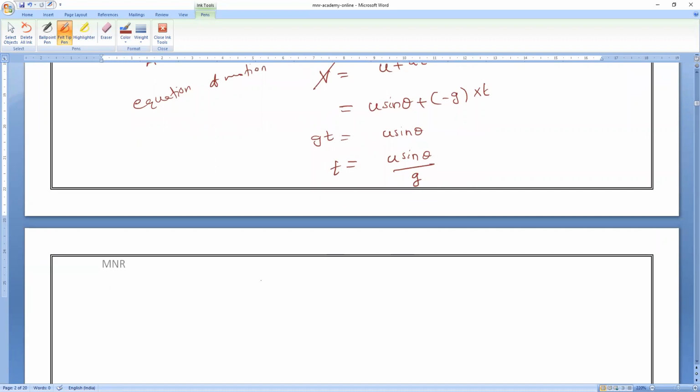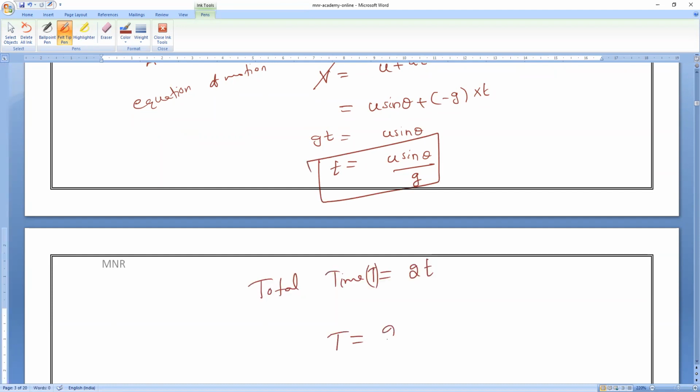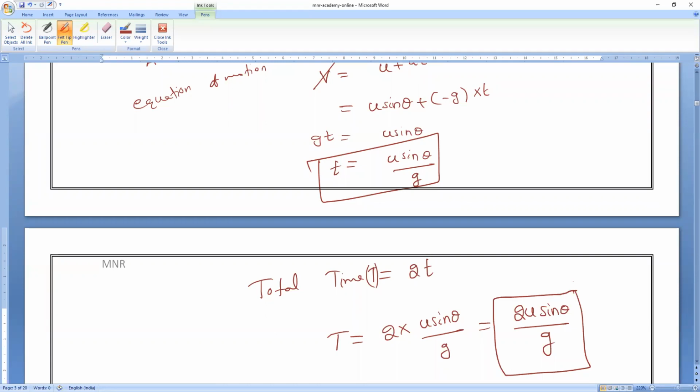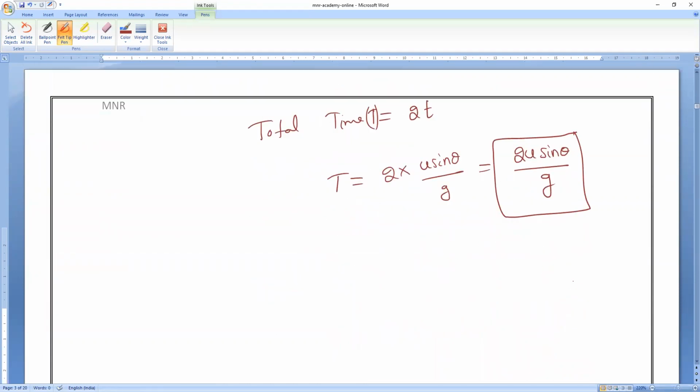What is the total time? Time of flight. Total time is 2t. Is it right or wrong? We all know the t value, so what is the time of flight? Total T is equal to 2 into u sin theta divided by g, which is equal to 2u sin theta divided by g. This is what we call the time of flight.